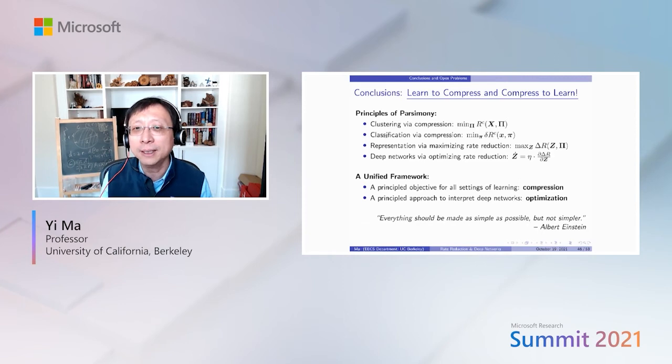To conclude, today actually relies on earlier work. The principle of compression really unifies almost all tasks in machine learning: clustering and unsupervised clustering, supervised classification, and even learning an optimal representation. The deep network just arises as the strategy or algorithm to optimize the rate reduction objective. It gives a very unified and simple interpretation of deep networks.